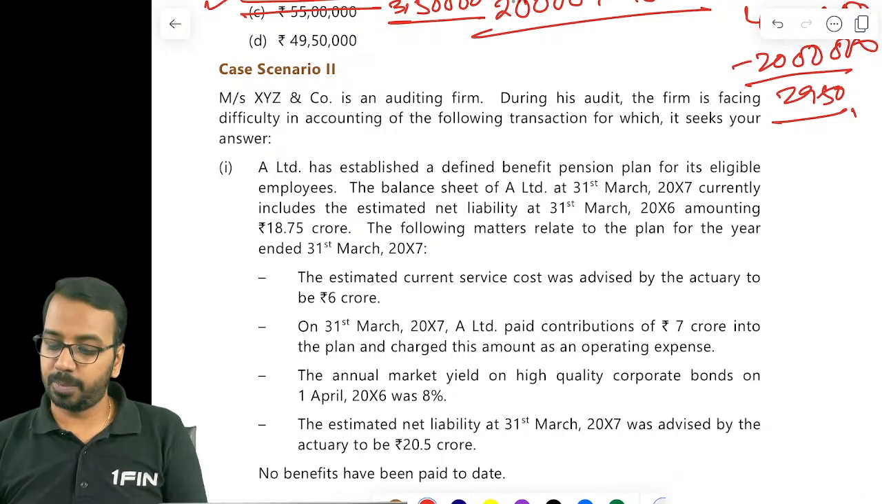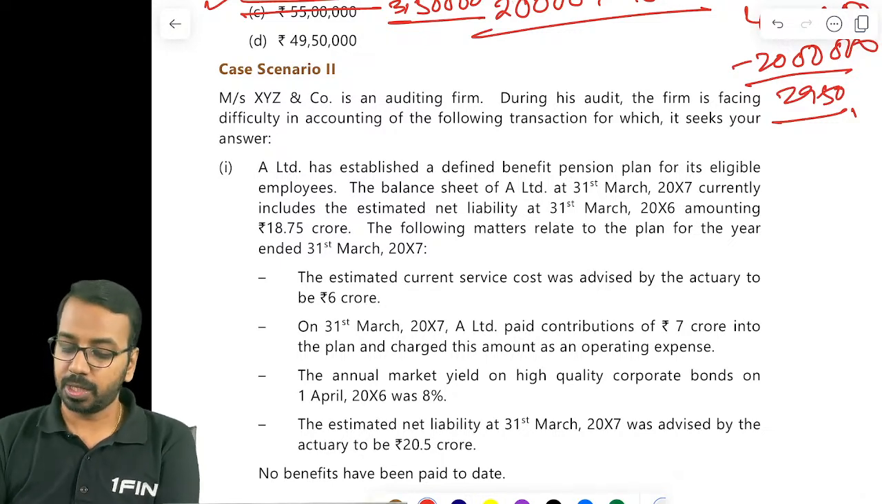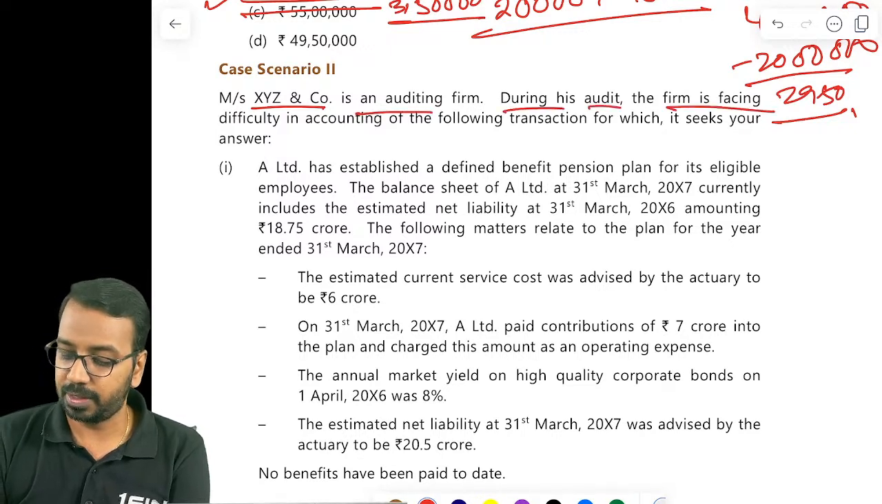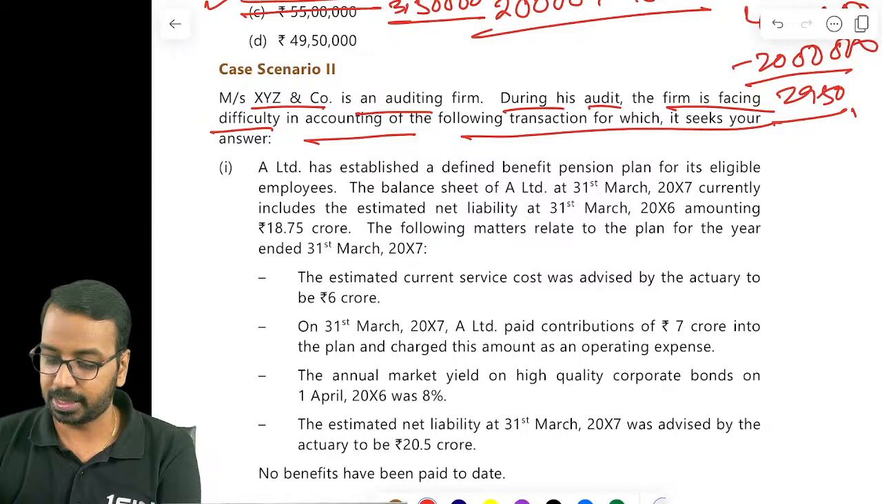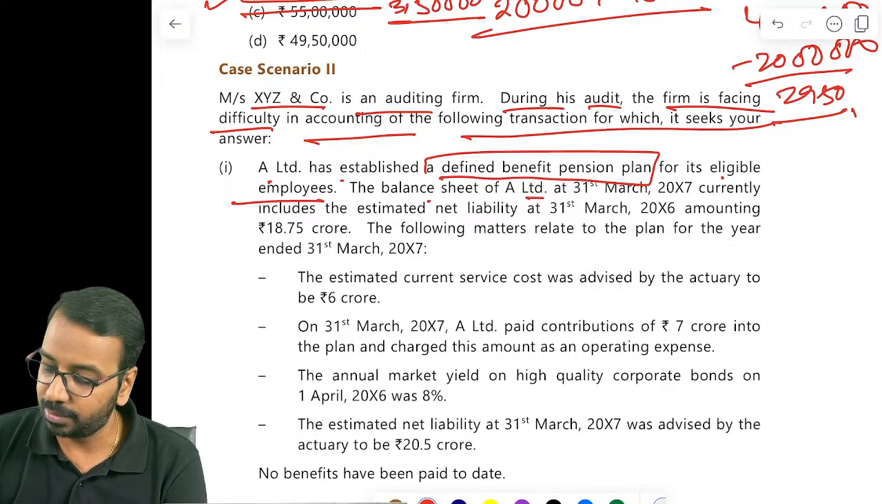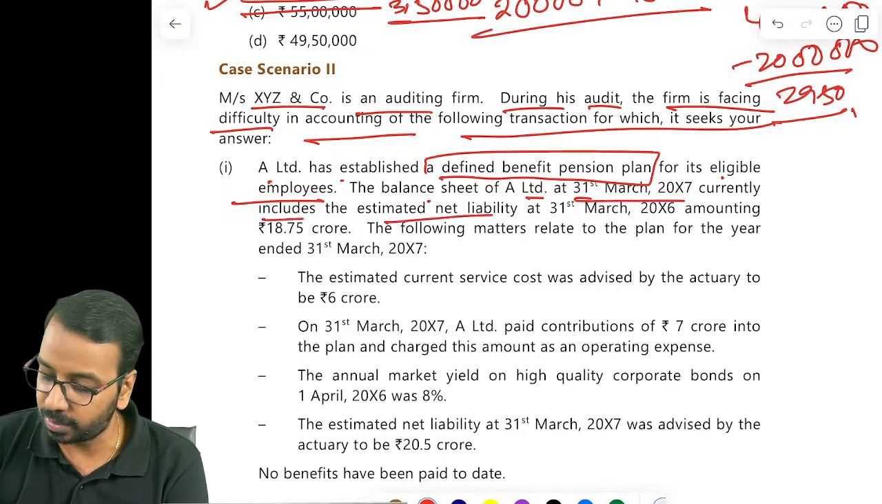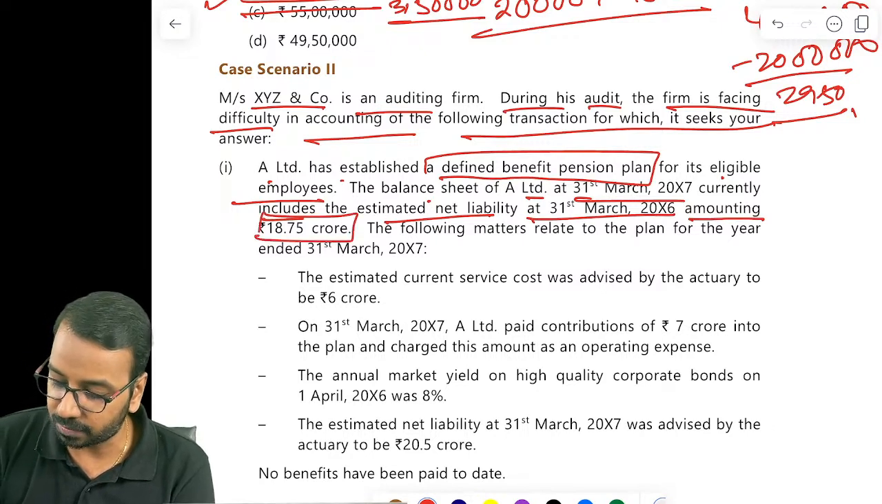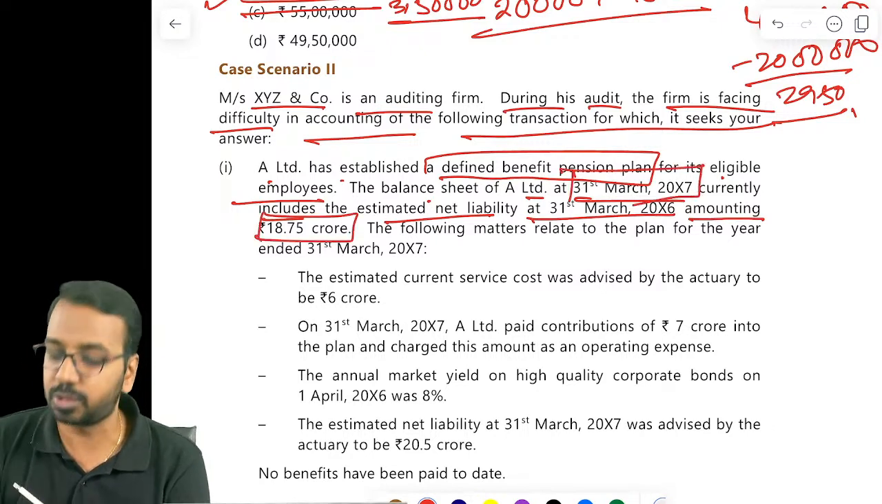This one is based on some scenarios. Mrs. XYZ and Company is an auditing firm. During the audit, the firm is facing difficulty in the accounting of the following transaction. A Limited has established a defined benefit pension plan for its eligible employees. The balance sheet of A Limited as on 31st March includes the estimated net liability at 31st March of year 6 amounting to 18.75 crores. So we are preparing on 31st March of year 7.